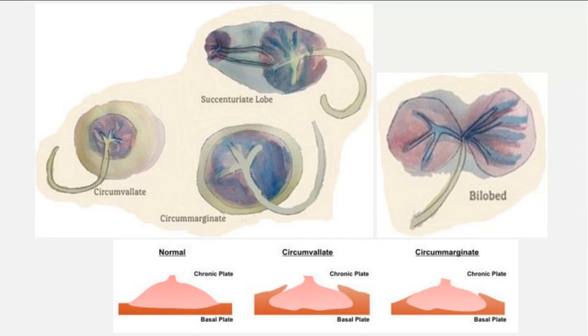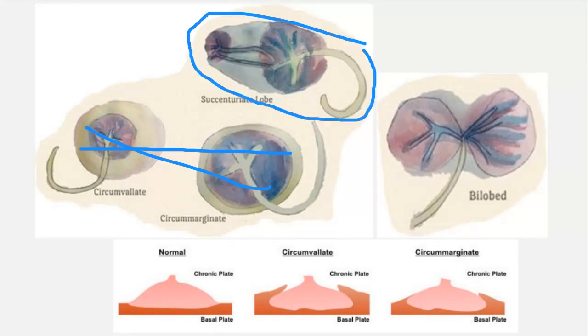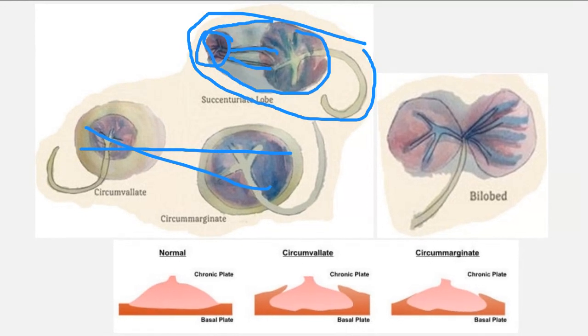So if we're looking at our accessory types up here, we have our succenturiate lobe. This is our accessory placenta. We see a little extra functional unit over here with our vessels and communication. We still see it protected by that membrane that's surrounding all of it. And then we have our bipartite or our bilobed. We see this little division between the two, but we still have the same vascular communication, and everything is still protected by that membrane.